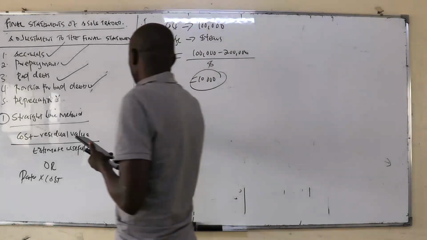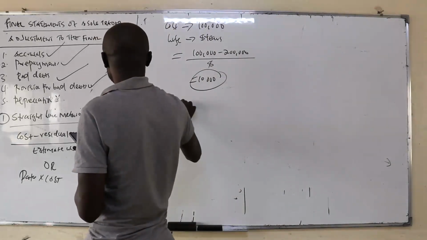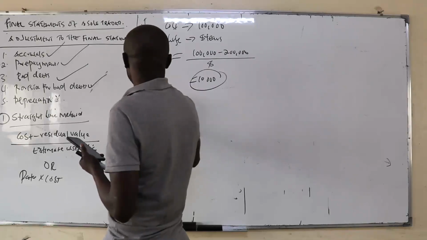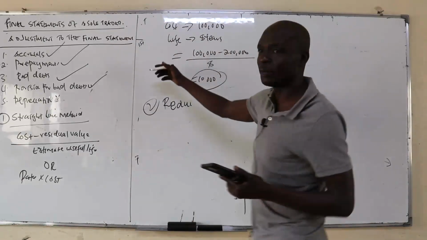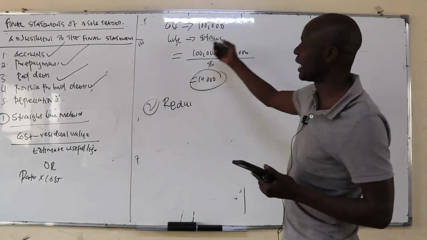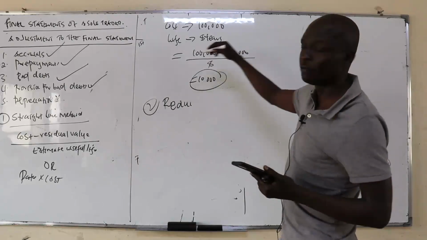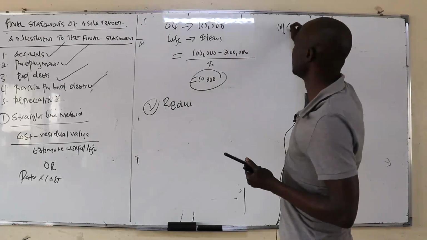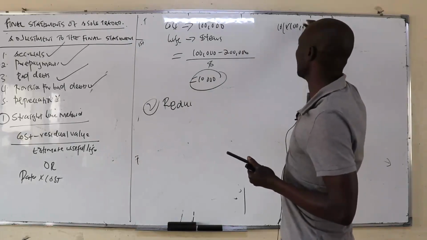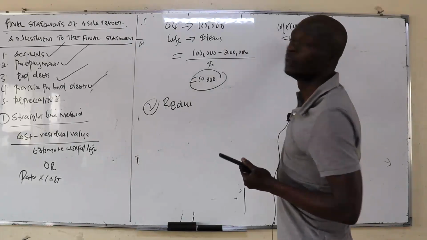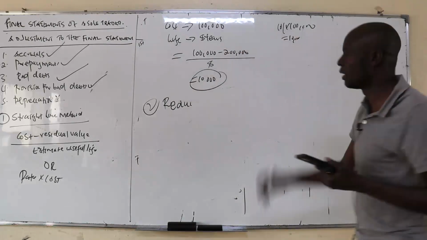Number 2 method is called the reducing balance method. In this one, maybe they can estimate the rate, sometimes for straight line, maybe they can tell you 10%. If they tell you the rate, you just take 10% times the cost, maybe 100,000, which is going to be 10,000. So every year is going to be 10,000.